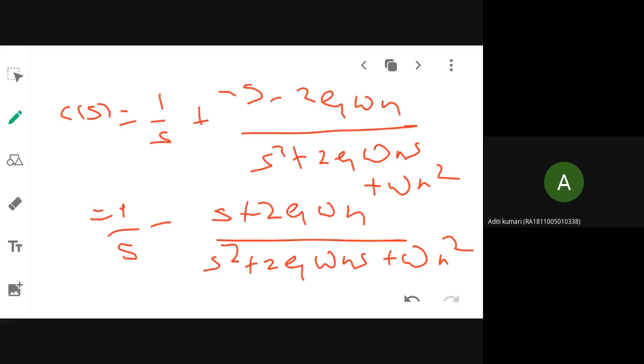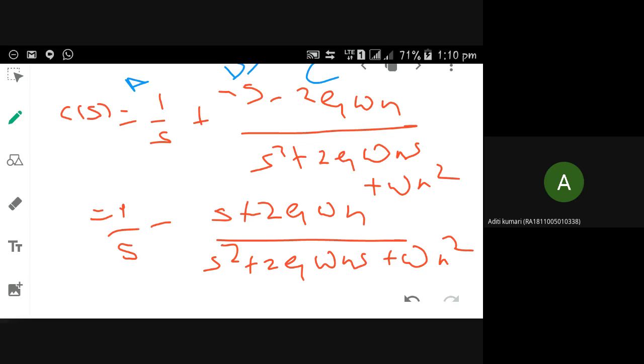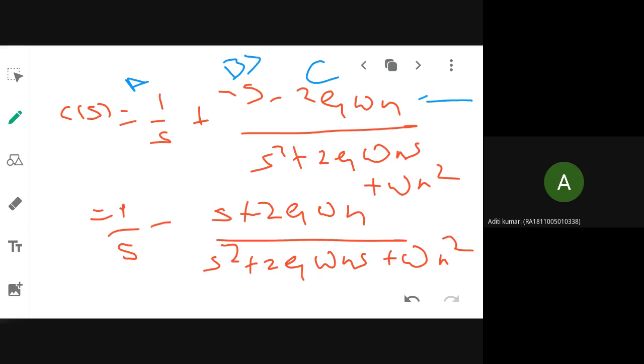So if I do the substitution, this will be A and this will be BS. So B will be minus 1. So if I substitute that, I will be getting minus S. So this factor is C. C is equal to minus 2 zeta omega n. So I have substituted all these things in this formula.